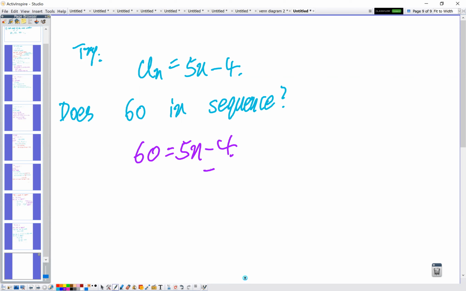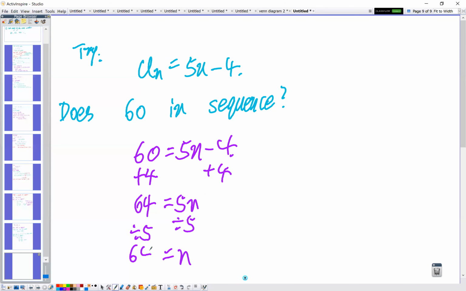So now let's have a look. This is minus 4, so we add 4 on both sides. So 64 becomes 5n. We can divide by 5 on both sides. You get n is equal to 64 over 5. 5 does not go into 64. So we can find out 60 is not in the sequence. Okay, this is what we have done.